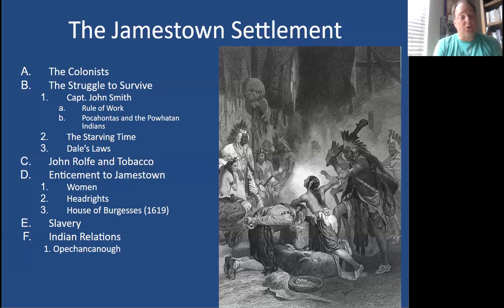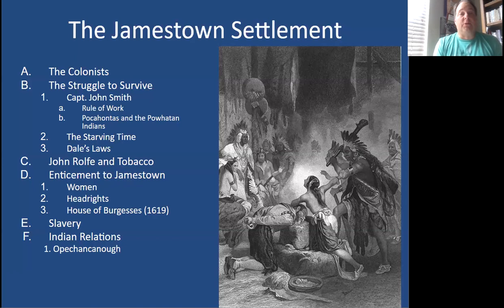So, as a result of this Indian war, the king's going to take over the company and say, I will appoint a governor. You can still have your House of Burgesses and you can still make some local law, but the governor is not going to be somebody you select. It's not going to be appointed by company leaders. It's going to be someone the king appoints. Okay, it becomes a royal colony, 1624.